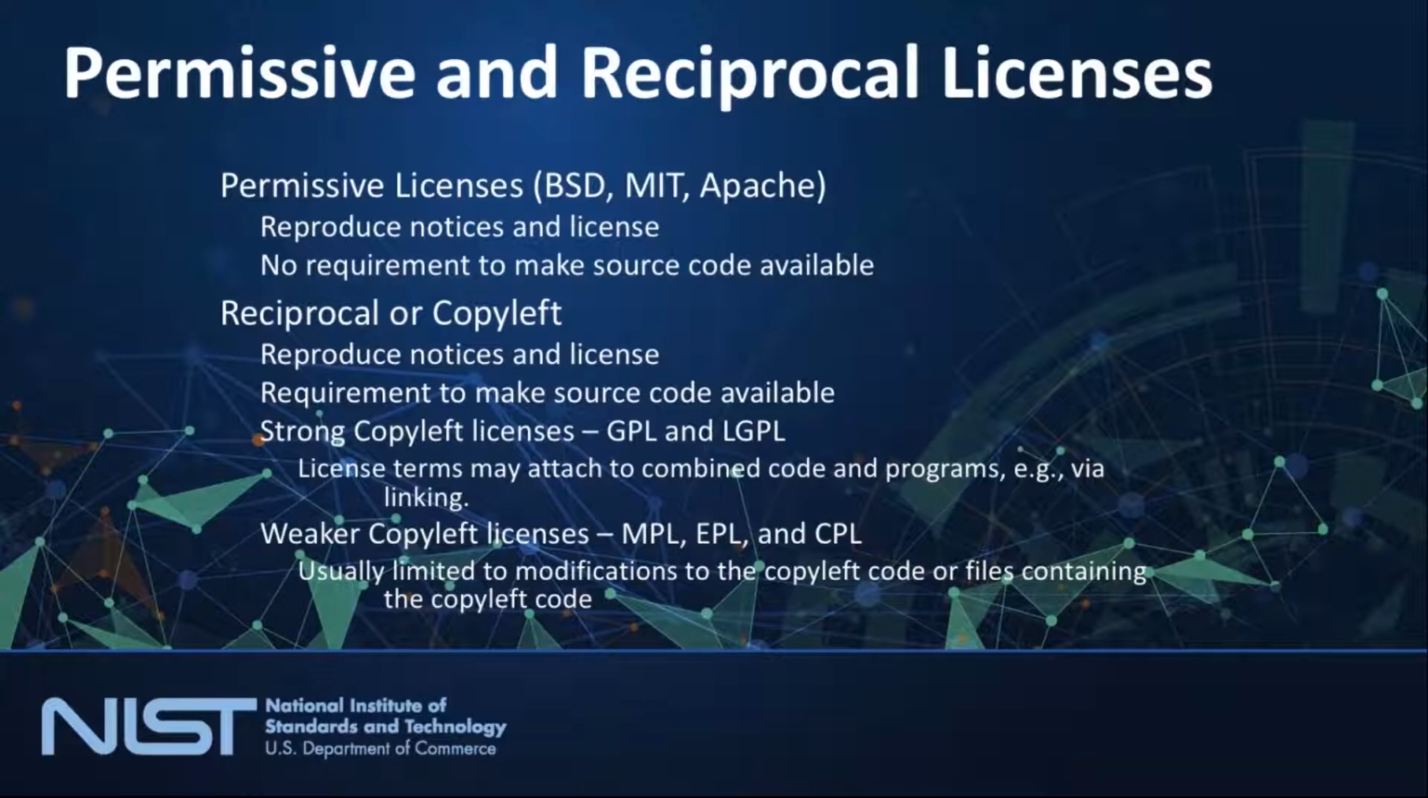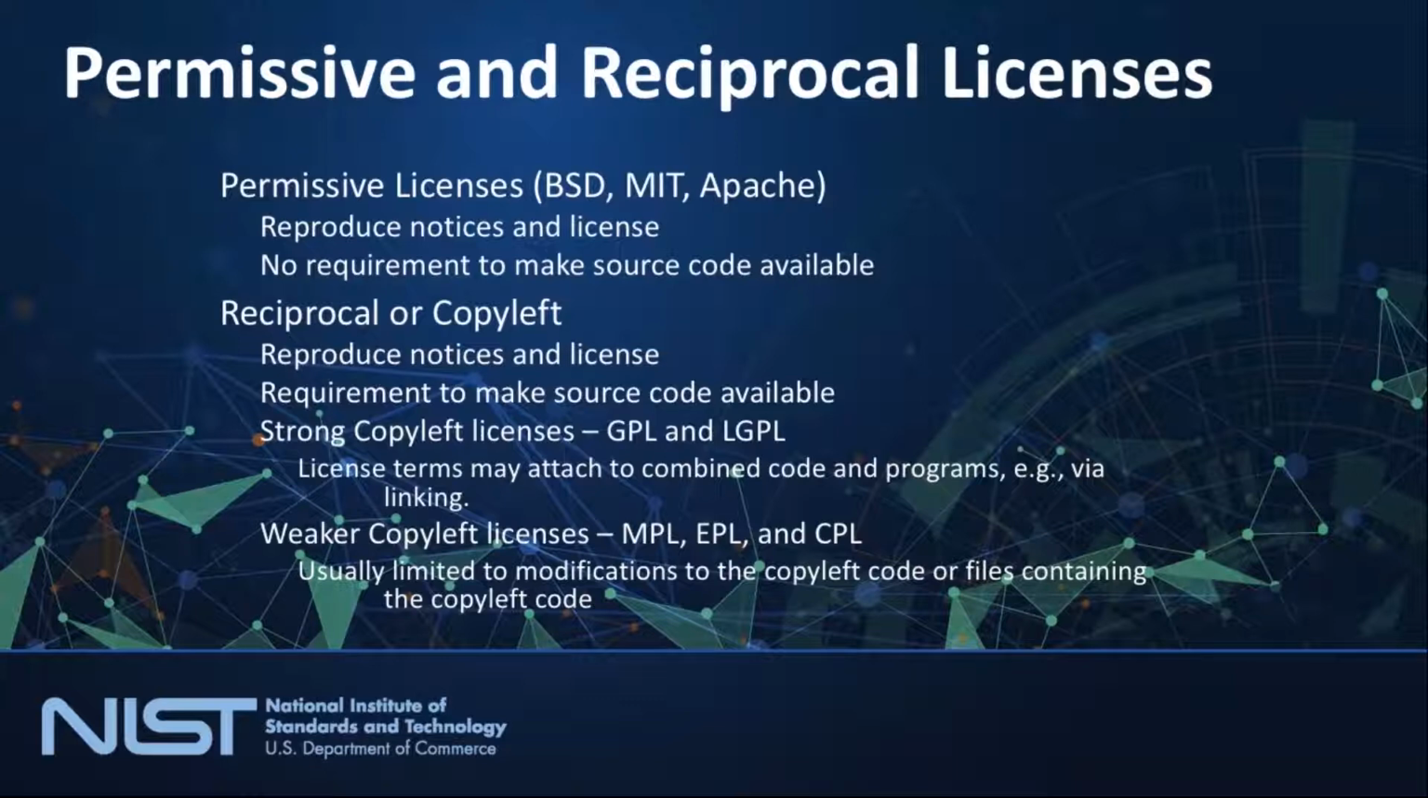And then you have another category of licenses, the reciprocal licenses, or what are sometimes called the copyleft licenses. And they have more obligations in them than the permissive ones. So again, you have to reproduce notices and the license itself. You're typically required to make the source code available if you're operating under a copyleft license. And the stronger copyleft licenses, which would be the GNU General Public License and the Lesser General Public License, under those, the license terms may attach to combined code and programs via linking as well. So they can reach out via linking to have their provisions imposed in that manner, which can be very dangerous if you don't know that it's happening. The weaker copyleft licenses, and I have a couple of them listed here, MPL, EPL, and the CPL, are usually limited to modifications to the copyleft code or files containing the copyleft code.